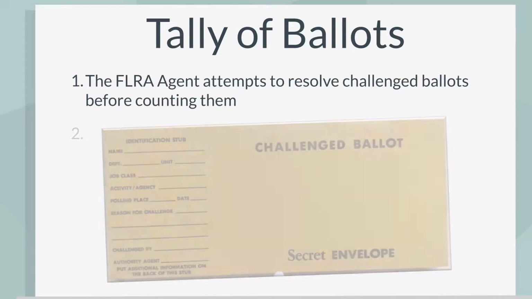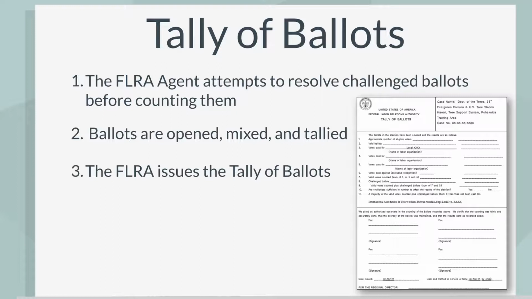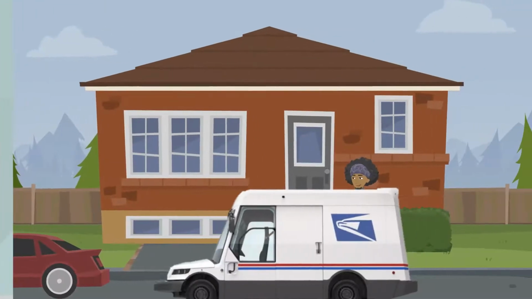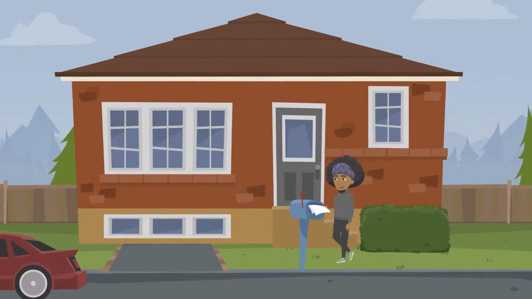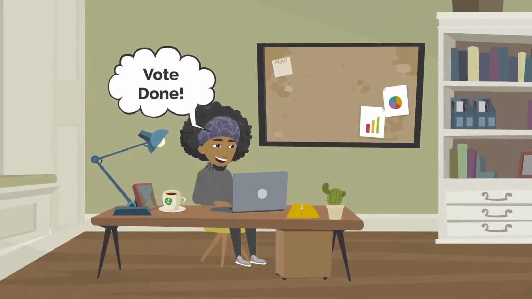After the challenge process is complete, the agent opens the envelopes, mixes the ballots together so they are anonymous, and counts them. Finally, the agent issues the official tally of ballots. Following the tally, eligibility lists are returned to the FLRA agent, and observers are not allowed to maintain the voting record.